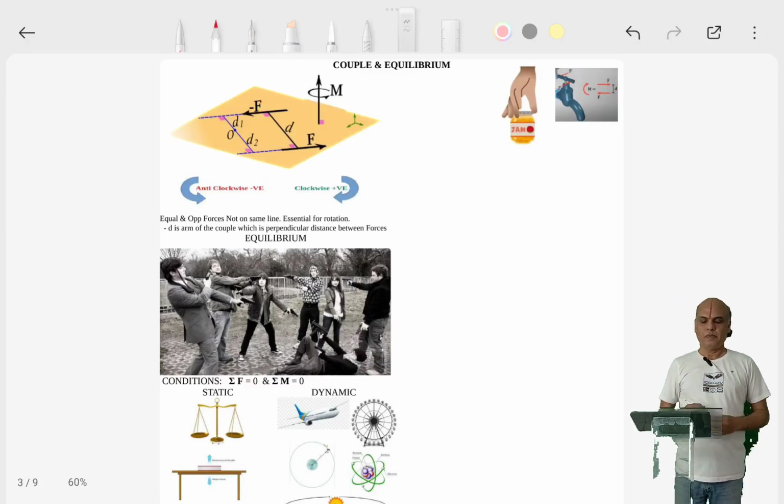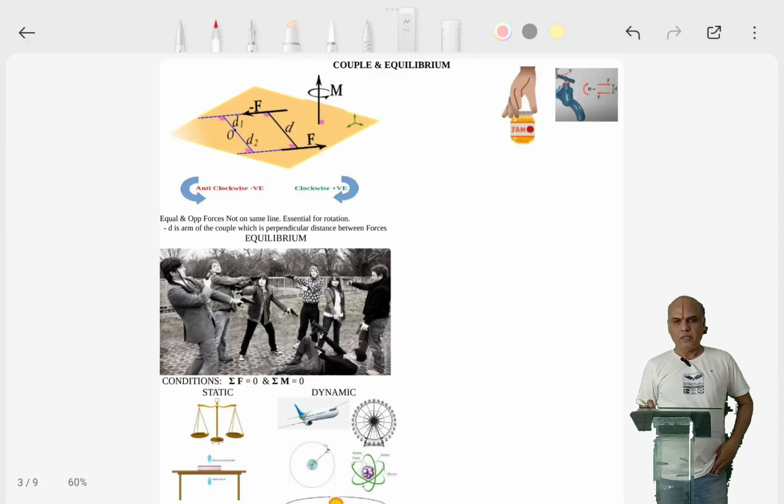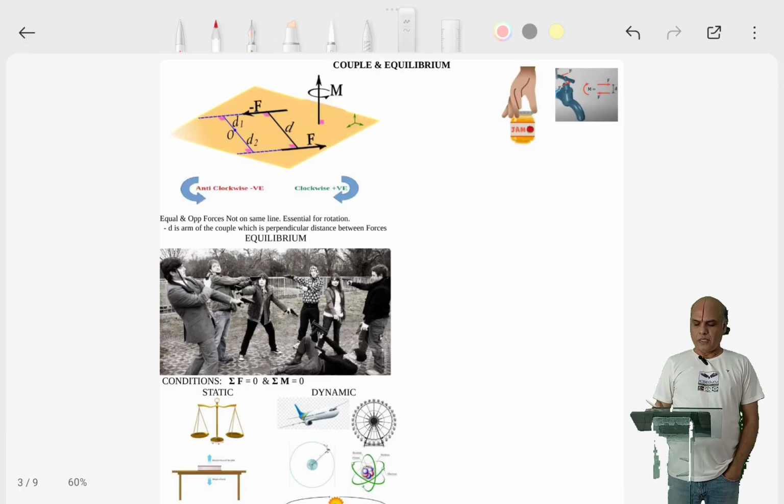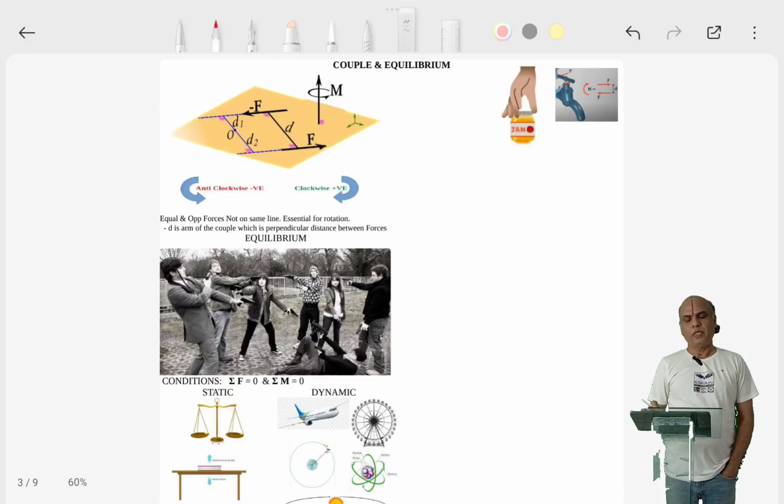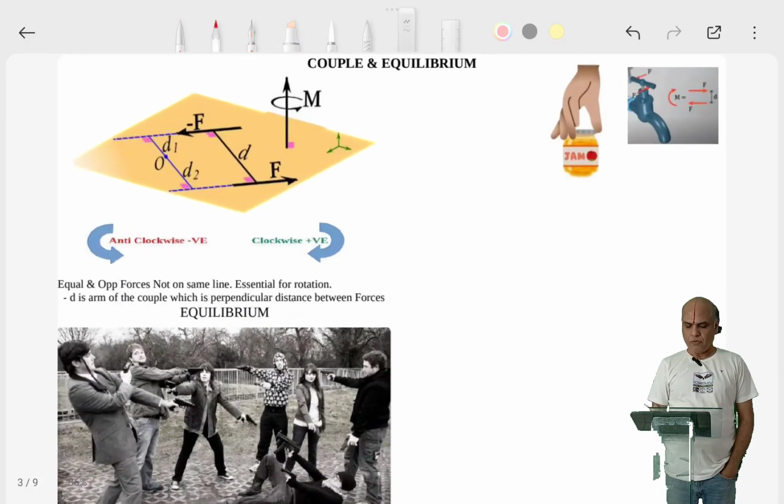Welcome to the session. Today we will discuss what is a couple and what is equilibrium, the principle of equilibrium, then the method to verify the principle of equilibrium. Focus on the screen.